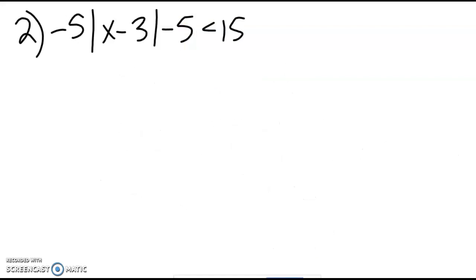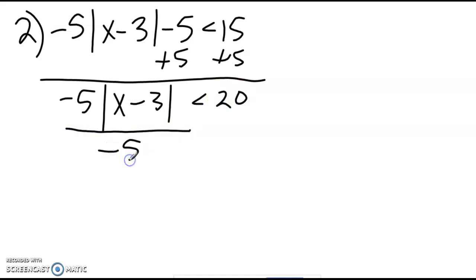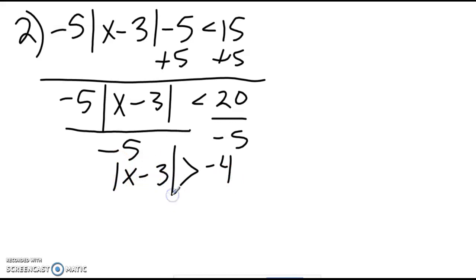And first step, we want to add 5 to both sides. Then we have a negative 5 times the absolute value of x minus 3 is less than 20. And I need to get rid of that negative 5 out front. So that means I'm going to divide by a negative 5. And because I divided by a negative 5, I'm going to change the direction of my inequality to be greater than now. And that is negative 4. So we have the absolute value of x minus 3 is greater than negative 4.